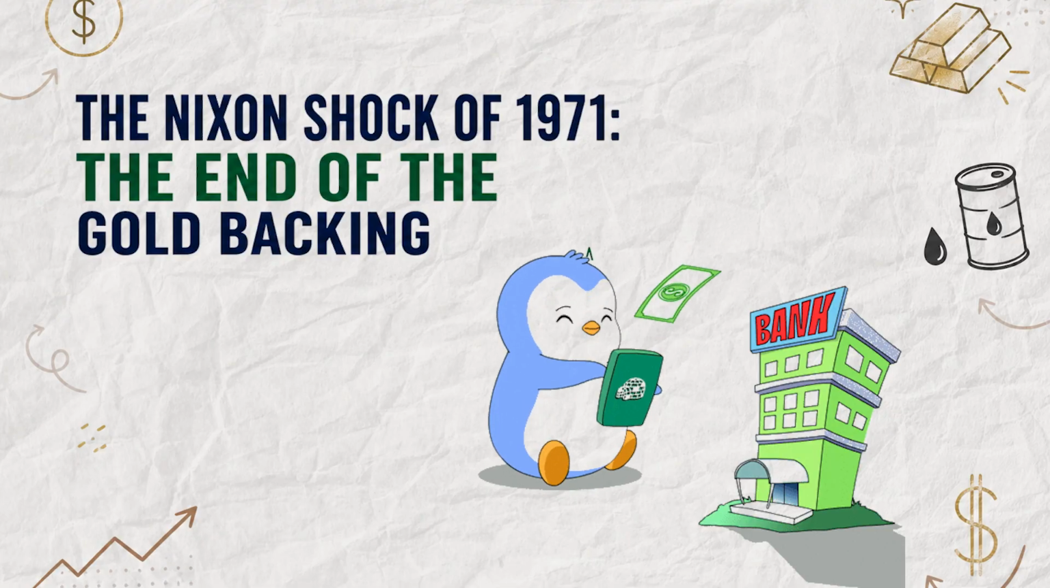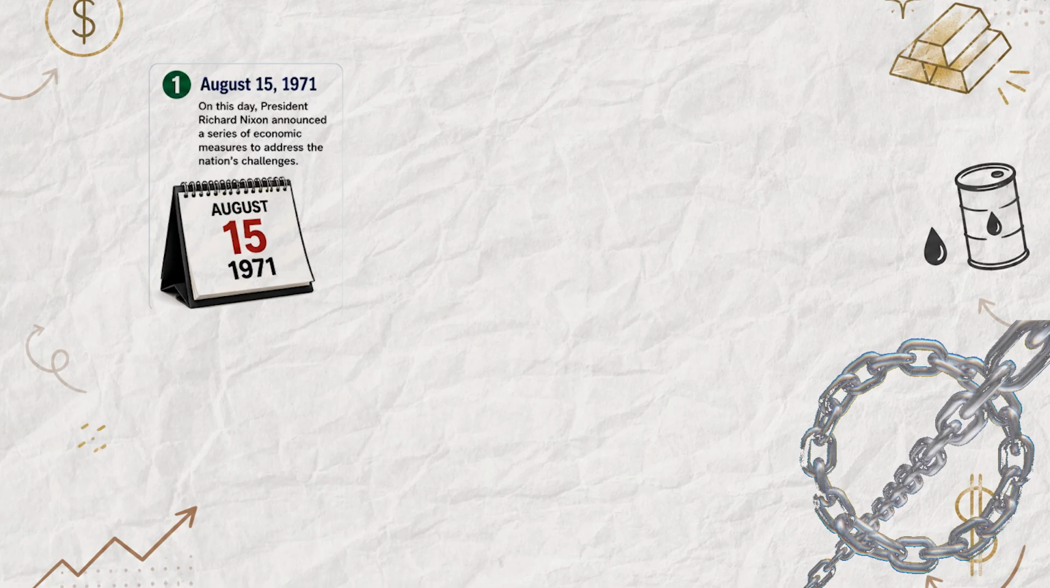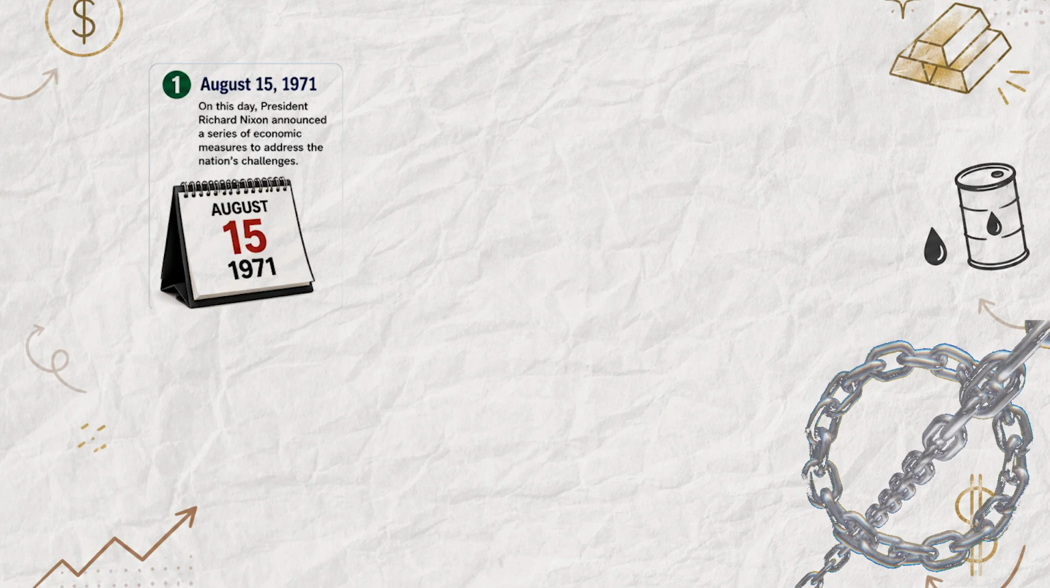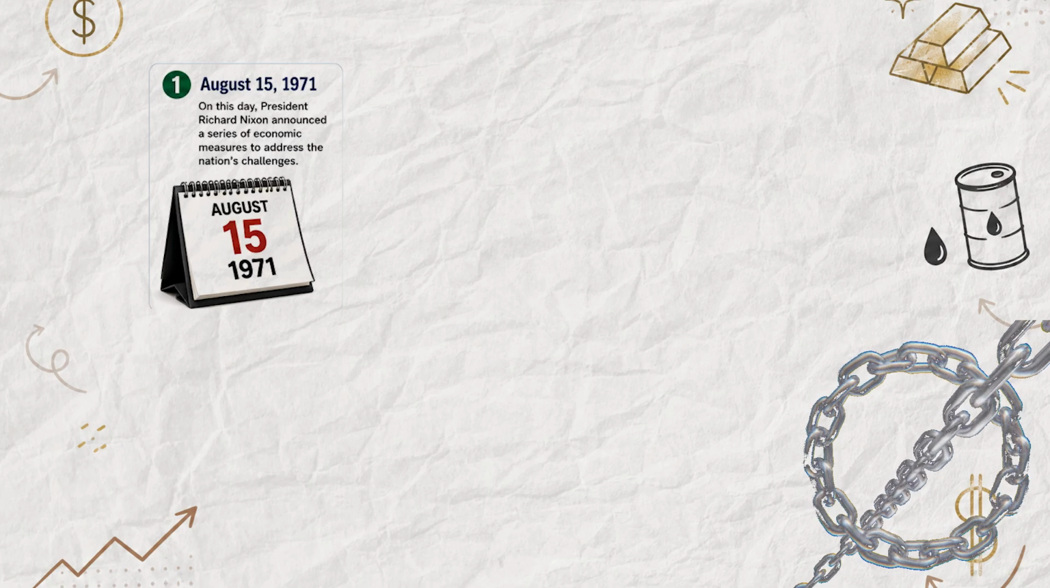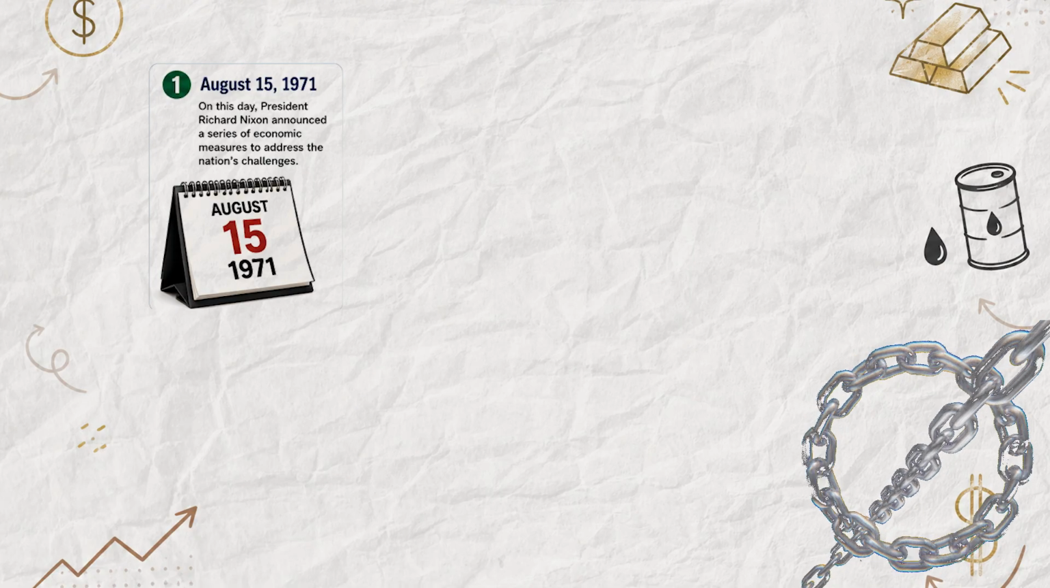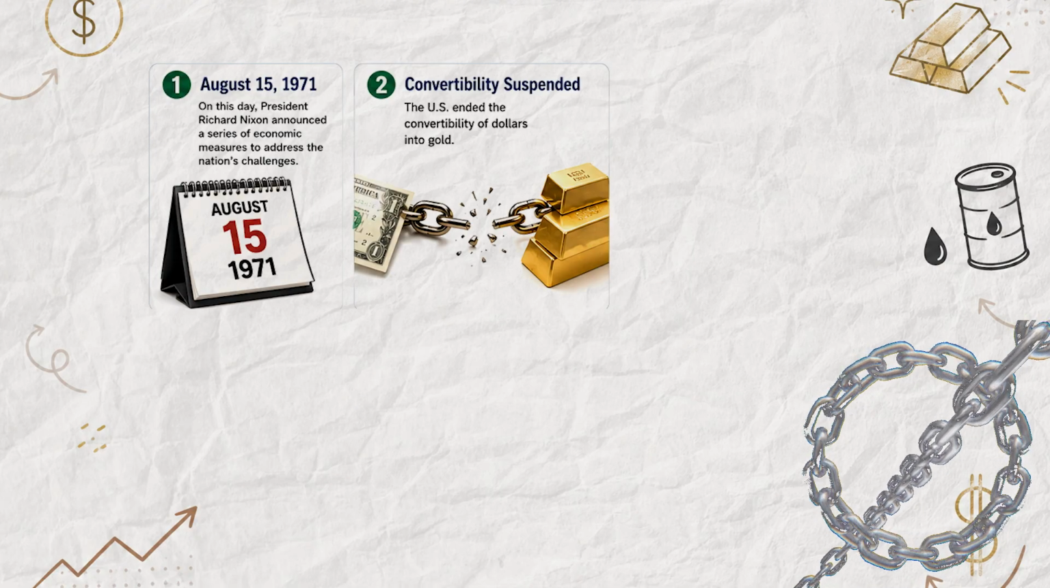The Nixon shock of 1971, the end of the gold backing. On August 15, 1971, U.S. President Richard Nixon announced the suspension of the dollar's convertibility into gold. This event is known as the Nixon shock.